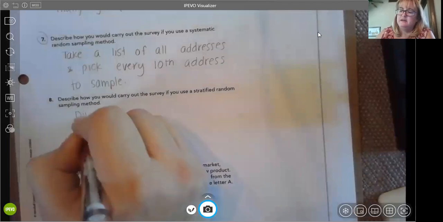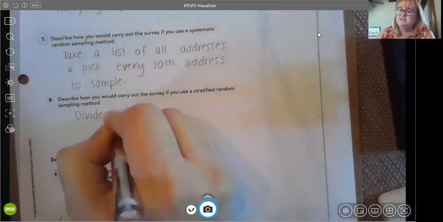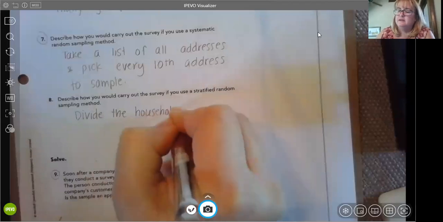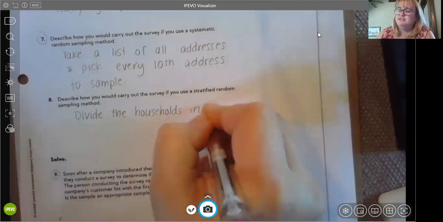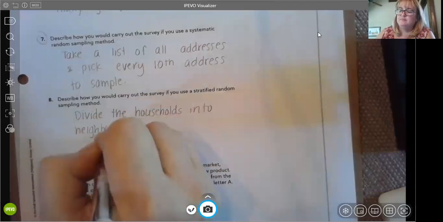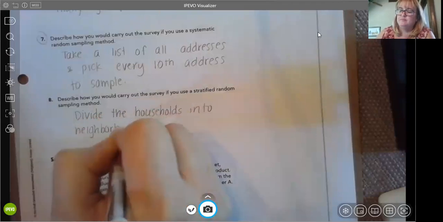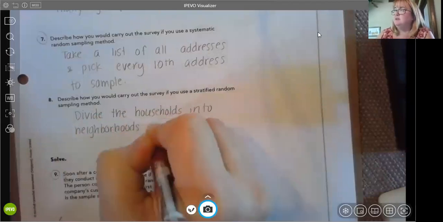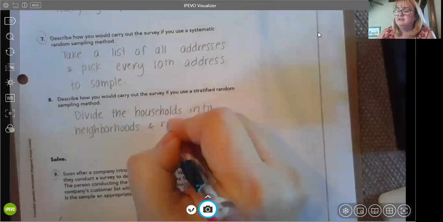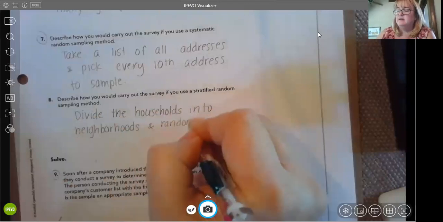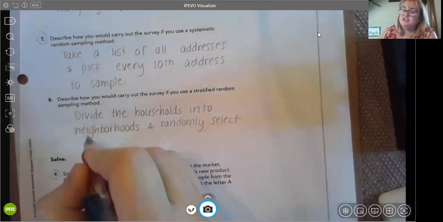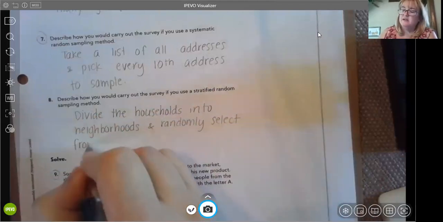Divide the households into neighborhoods and randomly select from each neighborhood.